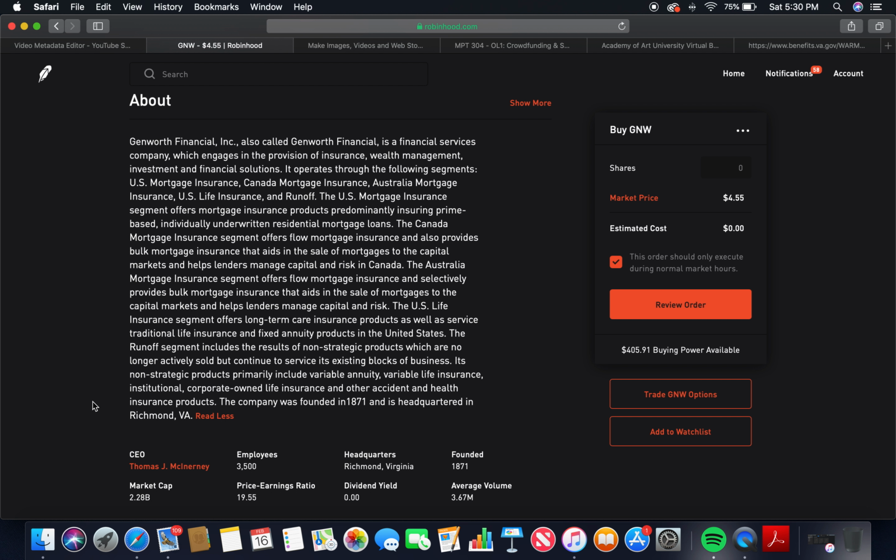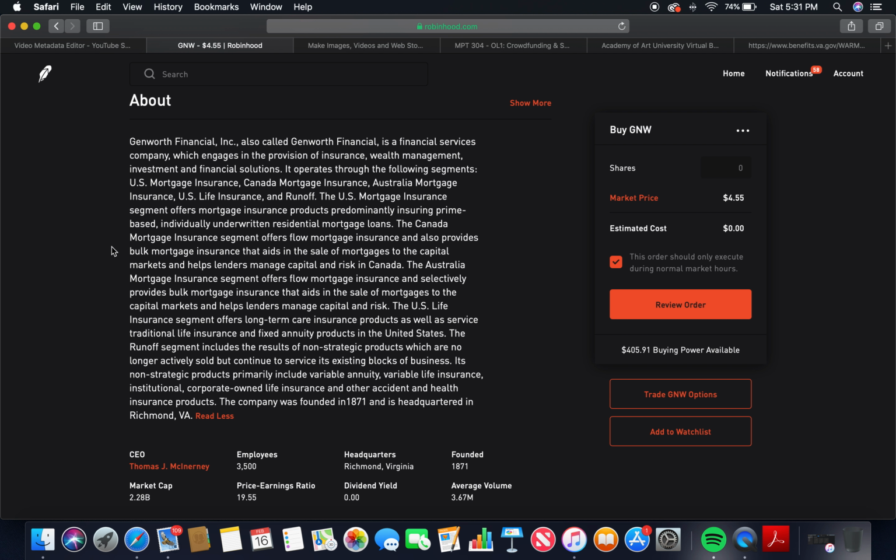About Genworth Financial Incorporated, also called Genworth Financial, is a financial services company which engages in the provision of insurance, wealth management, investment, and financial solutions. It operates through the following segments: U.S. Mortgage Insurance, Canada Mortgage Insurance, Australia Mortgage Insurance, U.S. Life Insurance, and Runoff. The U.S. Mortgage Insurance segment offers mortgage insurance products, predominantly insuring prime-based individually underwritten residential mortgage loans. The Canada Mortgage Insurance segment offers flow mortgage insurance and also provides bulk mortgage insurance that aids in the sale of mortgages to the capital markets and helps lenders manage capital and risk in Canada.